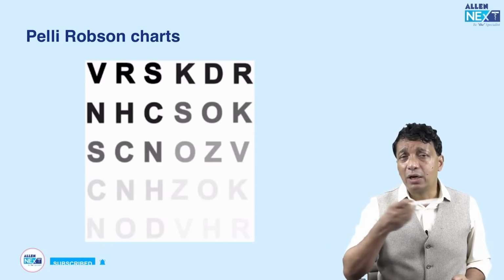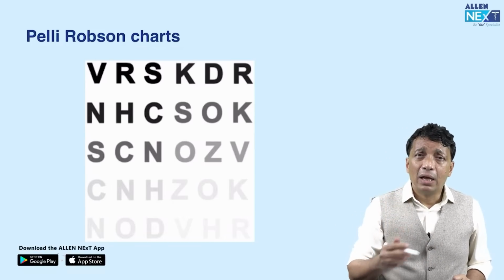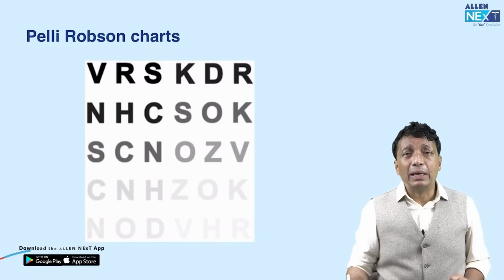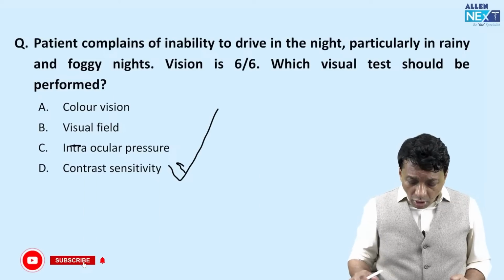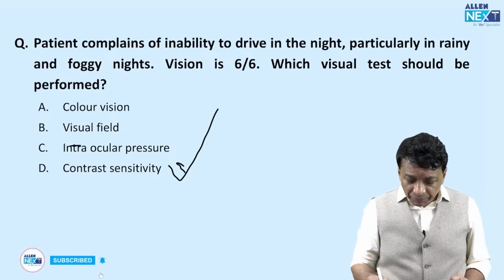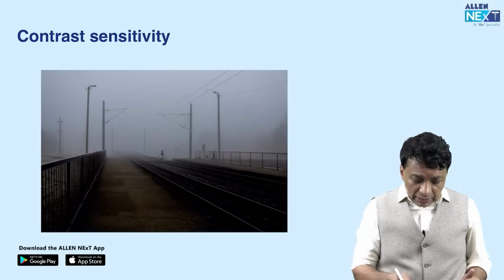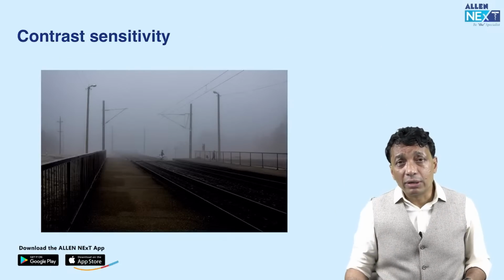This means that they may have a problem of contrast sensitivity, in which case we must check the Pelli-Robson charts. Kindly remember, contrast sensitivity is always suspected when you are not able to distinguish objects from the background, as typically on a foggy night or a rainy night.